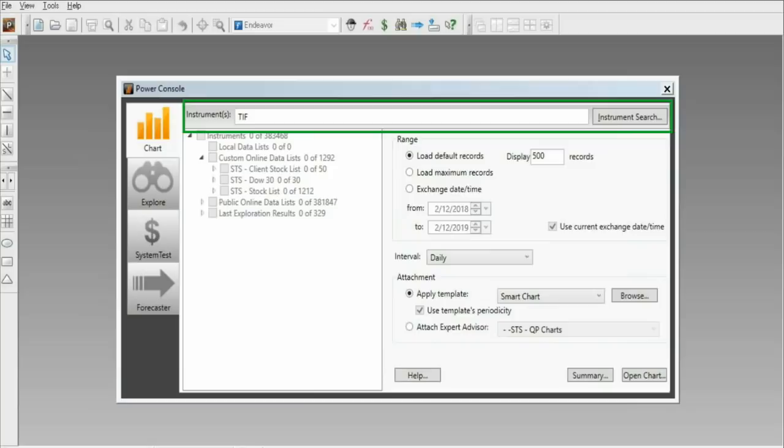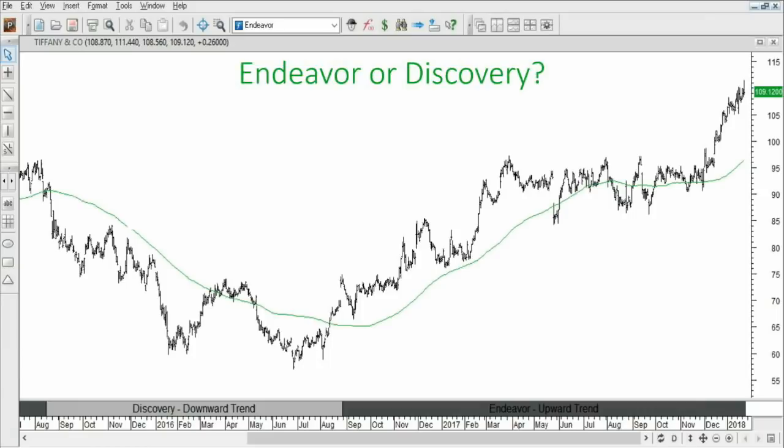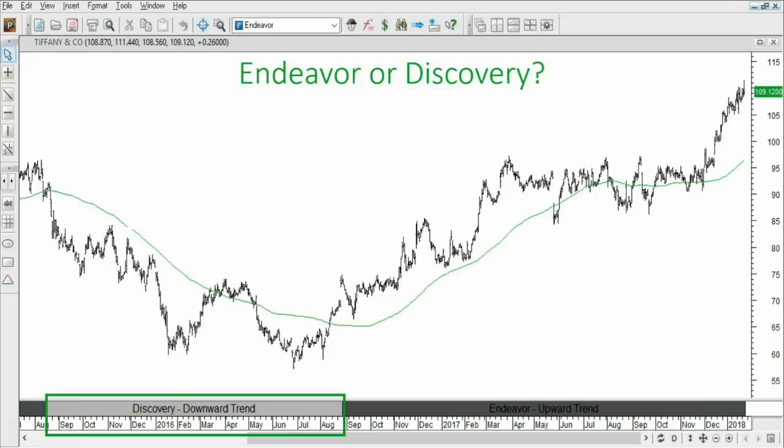Let's look at a very simple example. This is ticker symbol TIF, which is Tiffany's. Now, once you're inside MetaStock, all you have to do is type in the ticker symbol, click that open chart button. Then when the chart comes up, you're going to apply our endeavor and discovery template. And then a ribbon is going to appear at the bottom of your chart, identifying the category that price is in. And then we also give you the 100 period simple moving average on your chart to help you see the overall direction of that trend. Now, when you're looking at the chart and the ribbon on the bottom of the chart turns to light gray, this is going to represent the discovery category.